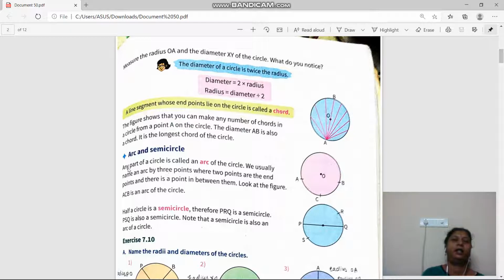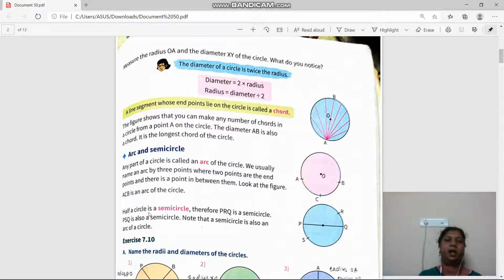Then any part of a circle is called an arc of a circle. So see, from A to B, C is any point. It is not necessary that it should be the midpoint of the given arc. We can take any point in between the two end points. Here A and B are end points of this arc, so you can take C anywhere. We usually name an arc by 3 points, where 2 points are the ends and the other point is in between them. Not necessarily would it be the center.